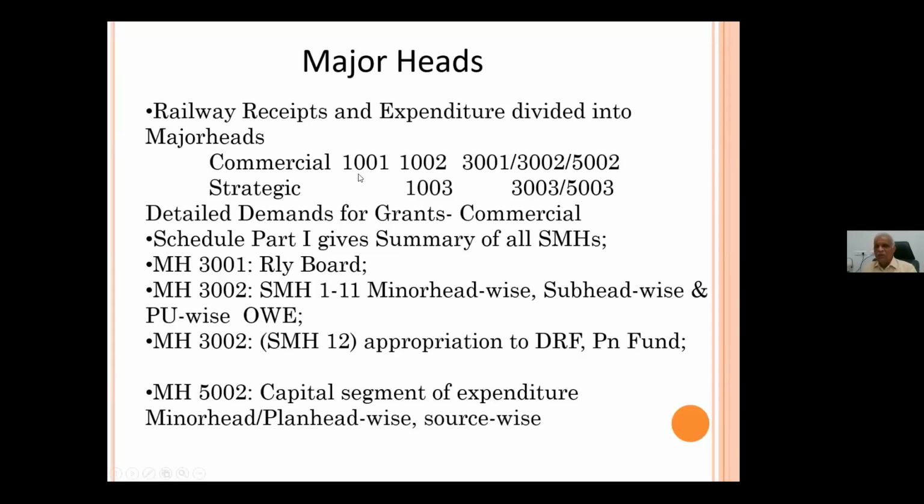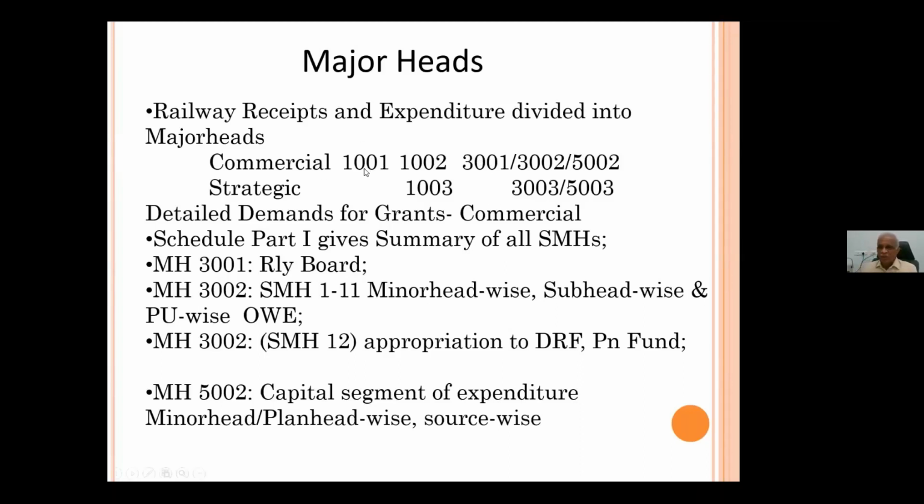Common to all, 1001 is the major head for receipt. This is miscellaneous receipt. Please listen to this carefully. The 1001 major head is common to commercial and strategic lines. It is miscellaneous receipt. Similarly, miscellaneous expenditure, which is also common to both commercial and strategic, is 3001. So 3001 and 1001 are miscellaneous expenditure and miscellaneous receipt. You should be clear on that.